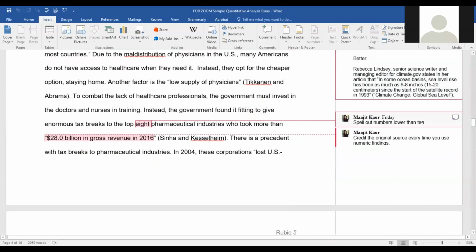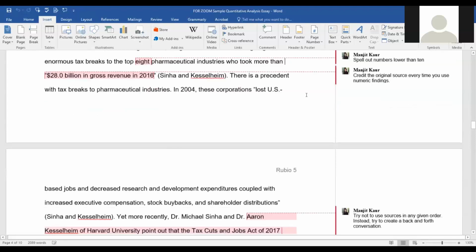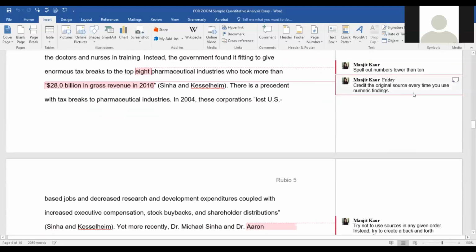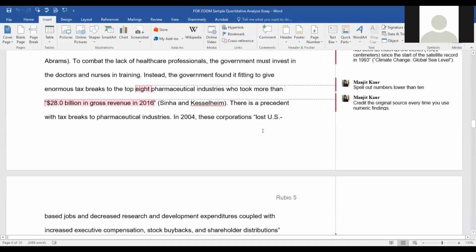Spell out numbers lower than 10. If your quote is using a number lower than 10, but it is not spelled out, that's fine. Don't try to change that. Credit the original source every time you use numeric findings. A strong way to support your argument is to support it with data. Or show data proving or explaining the point you are trying to make.